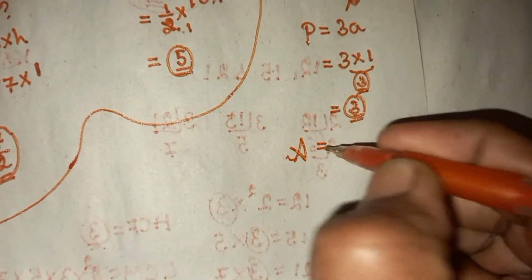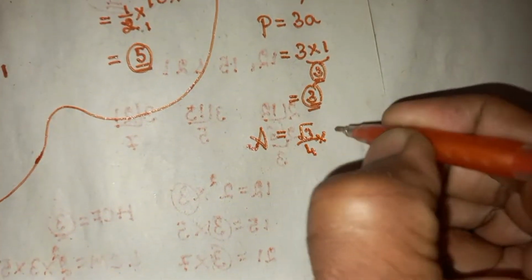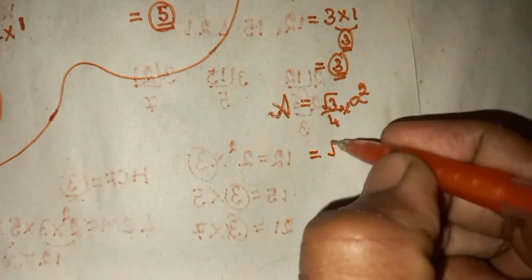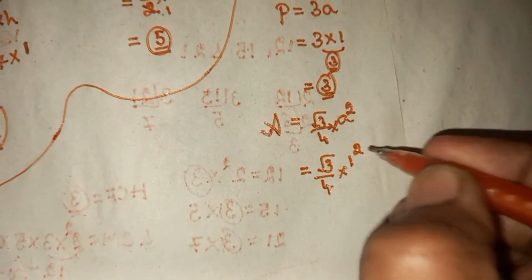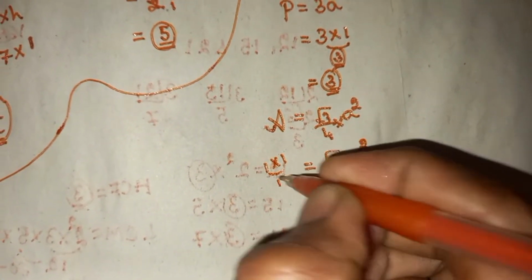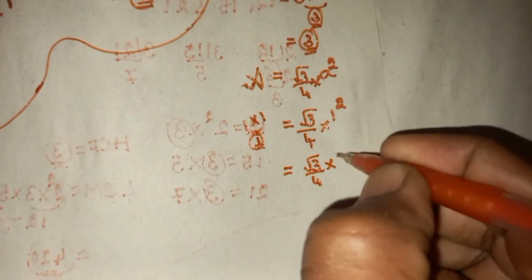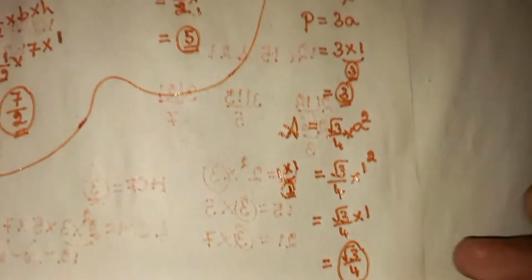The area of this triangle is root 3 by 4 times a square. Now you can write it like this: root 3 by 4 times a square means here 1 unit, 1 square. 1 times 1 becomes equal to 1. So this is root 3 by 4 times 1. This remains as root 3 by 4 square units.